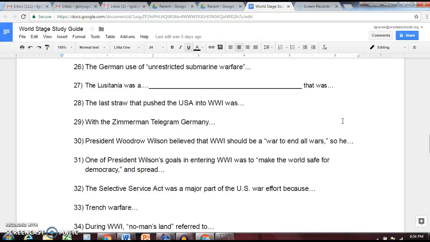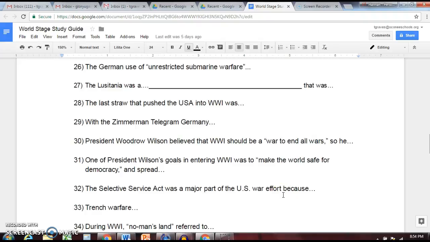Number 32, the Selective Service Act was a major part of the U.S. war effort because this was the very first draft in U.S. history. It was actually drafting men into the U.S. Army and increased the size of the U.S. military. Number 33, trench warfare was something that took place in France on the Western Front and involved very, very brutal warfare.